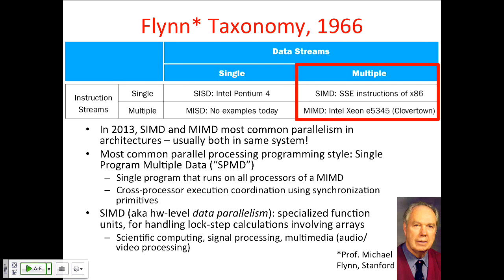This taxonomy is named after Michael Flynn, who's still a professor, an emeritus professor at Stanford, still active, working in computer architecture. He came up with this simple taxonomy back in 1966, and these terms have stuck. They seem useful. People still keep using SIMD and MIMD as terms to describe these kinds of parallelism.